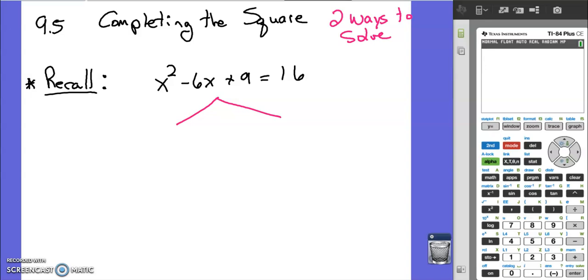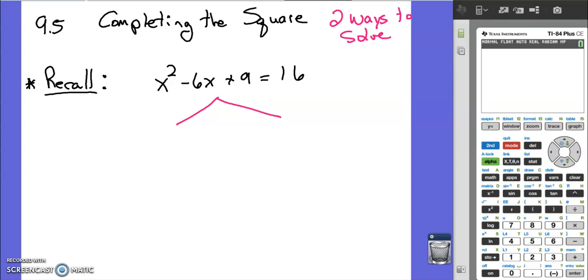All right, this is 9.5. It's called completing the square. This is another method of how to solve quadratic equations. Remember, we already talked about several different ways to solve a quadratic equation. We could simply graph it, factor it, and then we also talked about using the square root method.